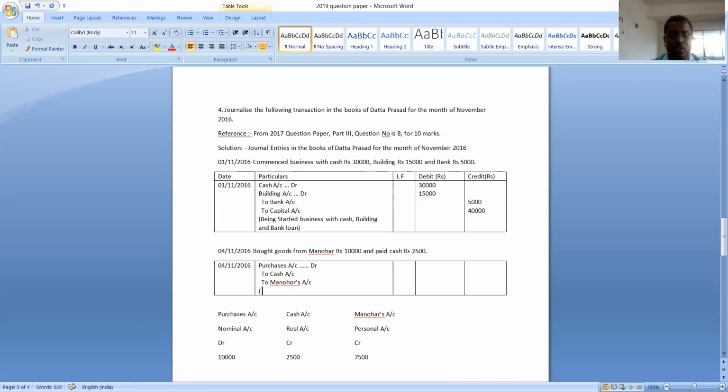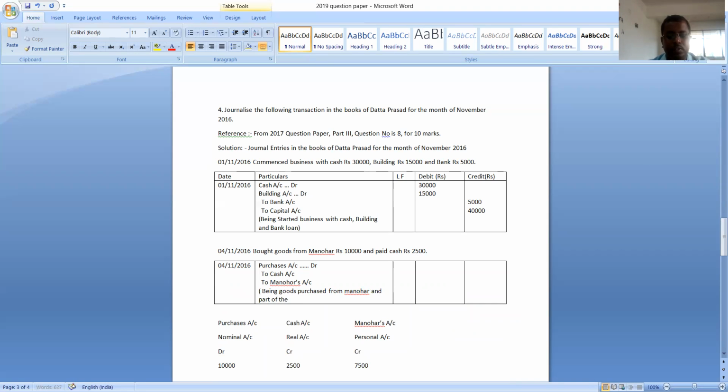So what is the narration now? Narration is goods purchased from Manohar, and part of the payment is made. Understood? Only part of the payment is made.